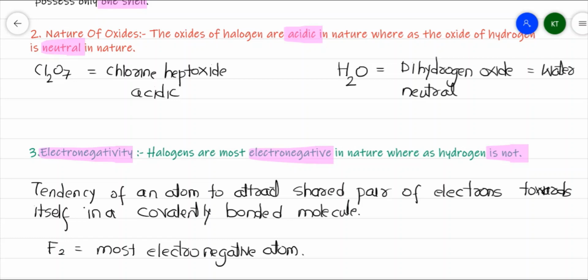So in this video, we have discussed what the points of similarity are between halogen and hydrogen, and what the points of difference are between halogen and hydrogen.